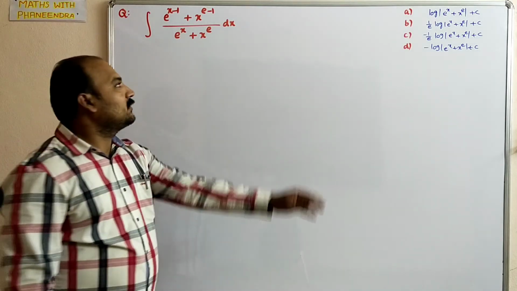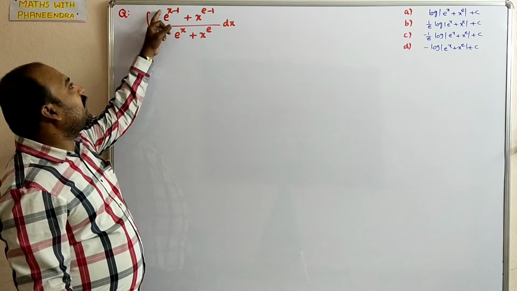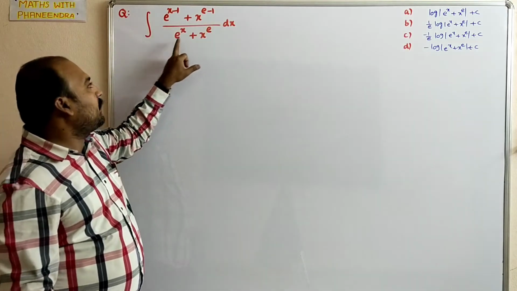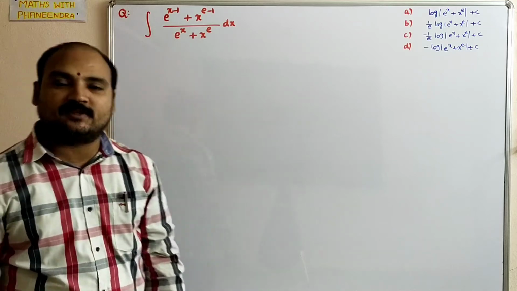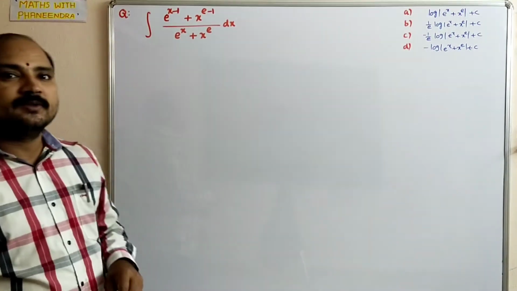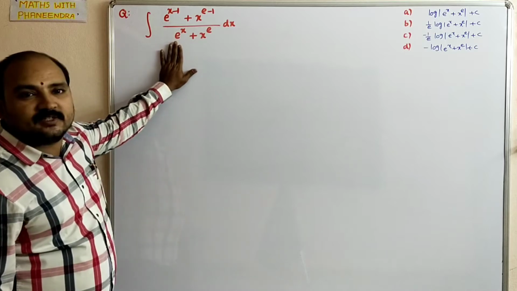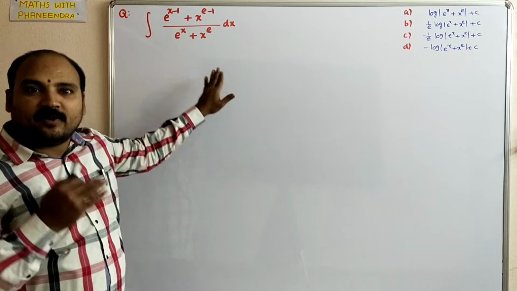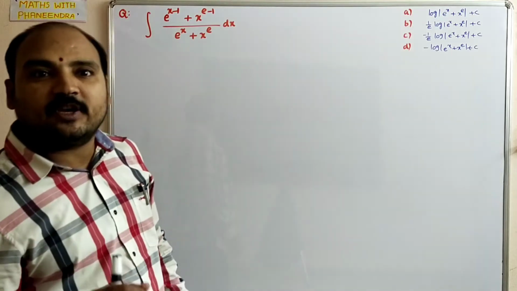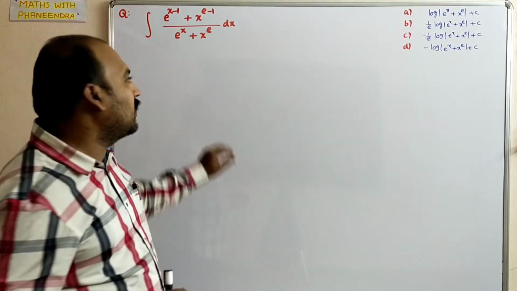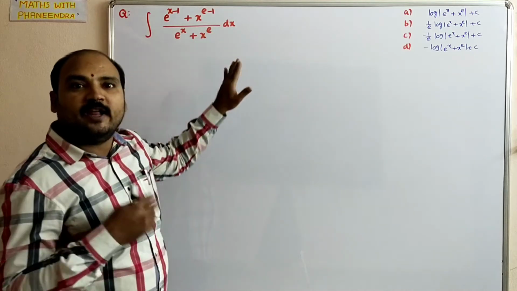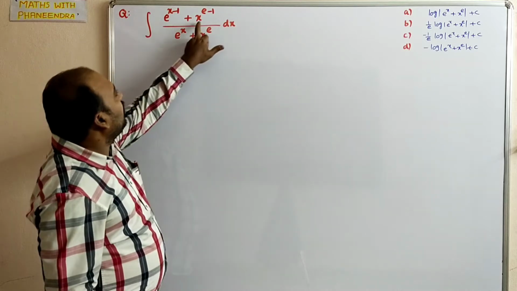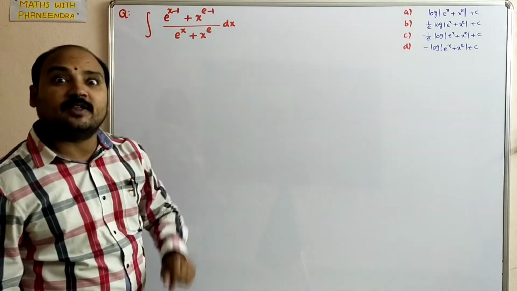The next question: integral of (e^x minus 1 plus x^(e minus 1)) divided by (e^x plus x^e) dx. It's a very logical question. See here, e^x, whose derivative is e^x only. x^e is in the form of x^n. Derivative of x^n is n times x^(n minus 1). So the derivative of x^e is e times x^(e minus 1). x^(e minus 1) is there, but e is not there.